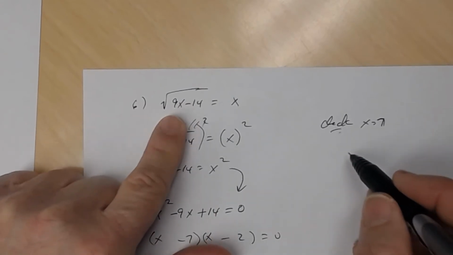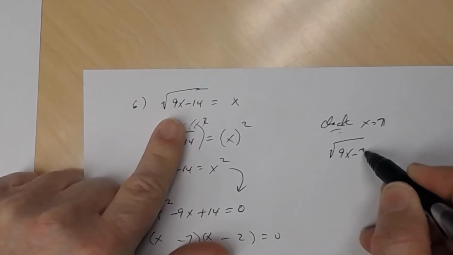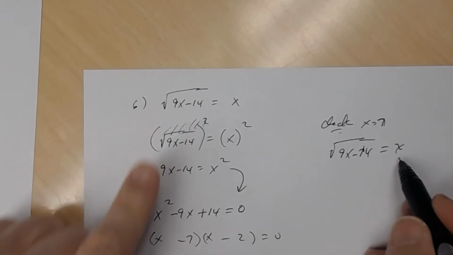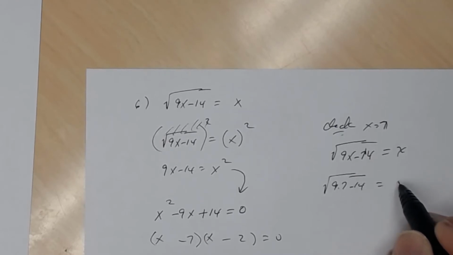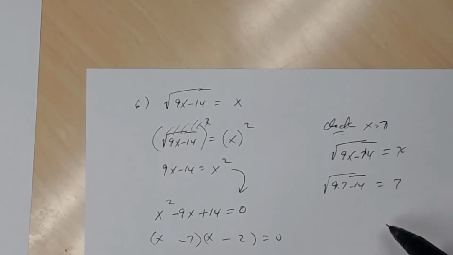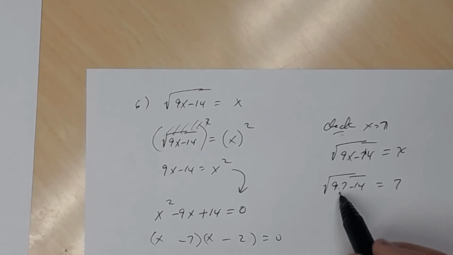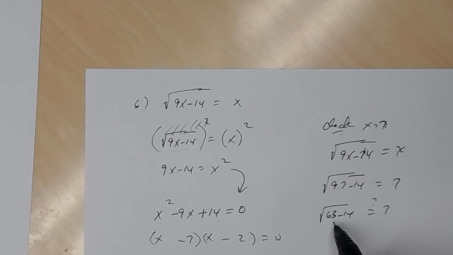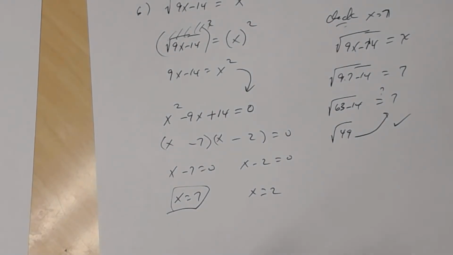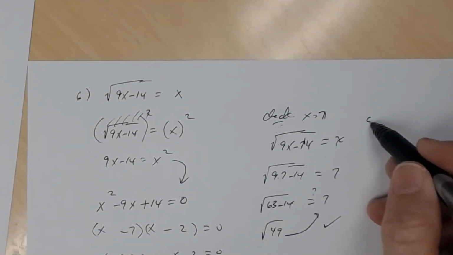So if I check x to be 7, go back to the original. So here's the original, minus 14, and we'll see if that's going to equal x. So I get the square root of 9 times 7 minus 14 equal 7. Wherever I saw the variable x, I substituted 7. Well, 9 times 7 is 63, and so 63 minus 14. Again, you want to see if that's going to equal 7. 63 minus 14 is 49. And so the square root of 49 is indeed equal to 7. So 7 works. So 7 is a solution. Now let's check 2. So we check x equal 2.